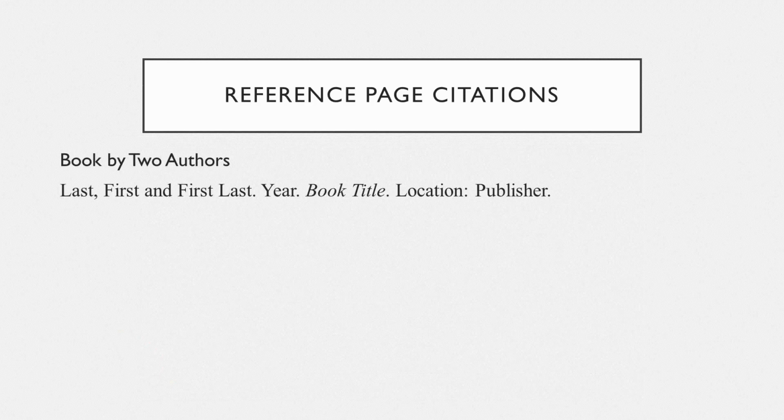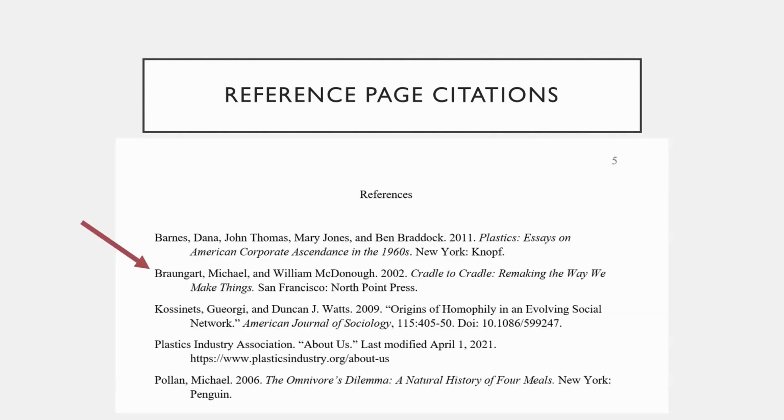The citation is the same for a book by 2 authors. However, after listing the first author's name, include an "and" and then the first and last name of the second author. In this example, the first author is listed with his last name first, a comma, and then his first name, while the second author is listed first name, last name. Also, note that the year of publication is listed next to the citation.